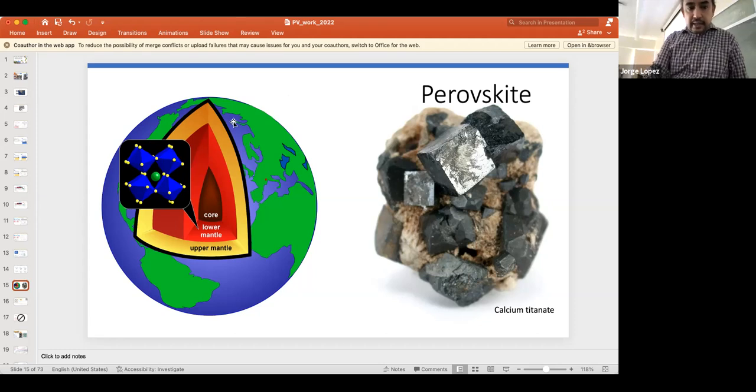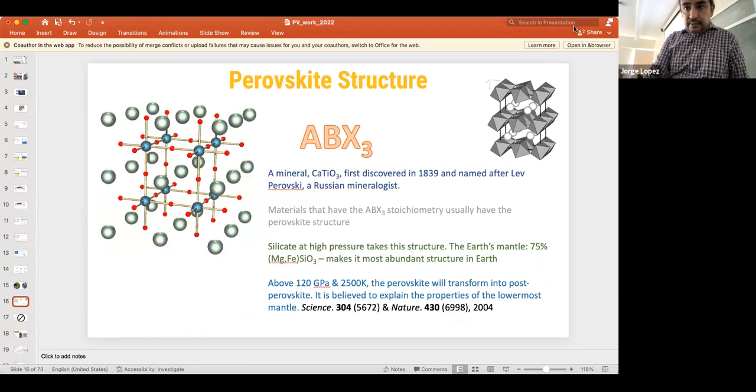And I have another picture right here. This is what it looks like. So inside of the Earth, this is the structure. If it's calcium, titanium, and oxide, it would be the ABX structure. You see it here. It was first discovered in 1839 by some guy who named it after Perovski, because Perovski was a very famous Russian mineralogist and he wanted to get money from him. So if you want to get money for your grants, you have to name it after your reviewers.